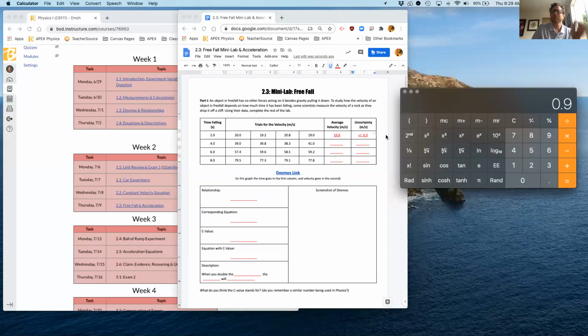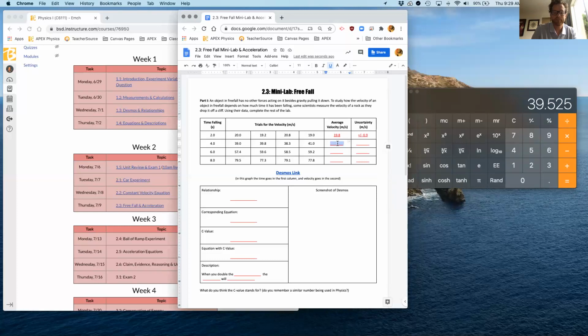Same one for these ones right here. Just because I need to make this video under 10 minutes, I'm not going to worry about the uncertainties for these. I am just going to be doing the averages. So 39 plus 39.8 plus 38.3 plus 41.0 equals, and then divided by 4. And I get 39.5.